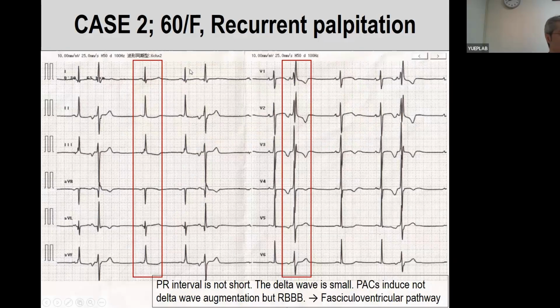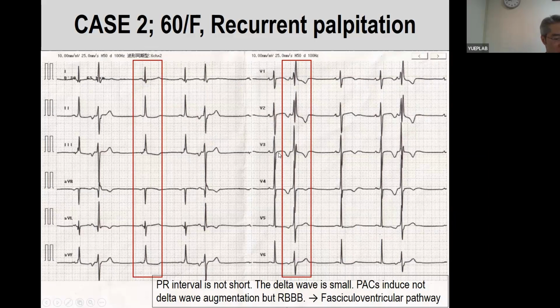Next case, a 60-year-old female. She complained of recurrent palpitation during ECG recording when she rests. We can see the delta wave, a minimal delta wave here. However, sometimes PAC appeared. Just after PAC, we can see the right bundle branch block pattern. PR interval is not short.